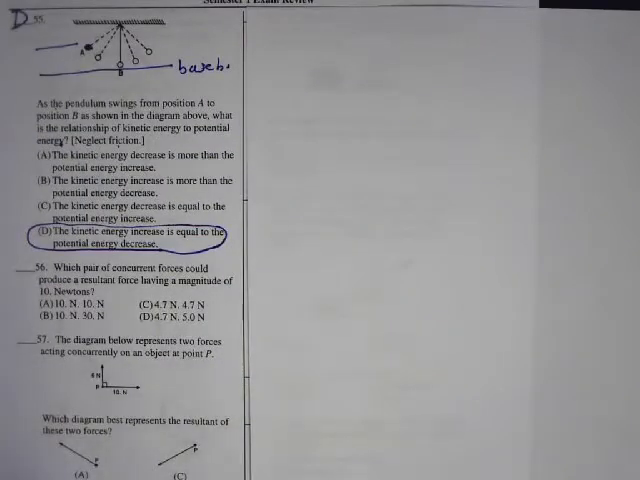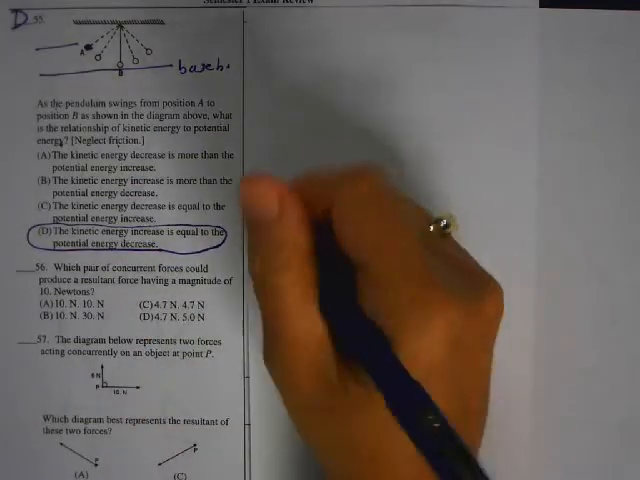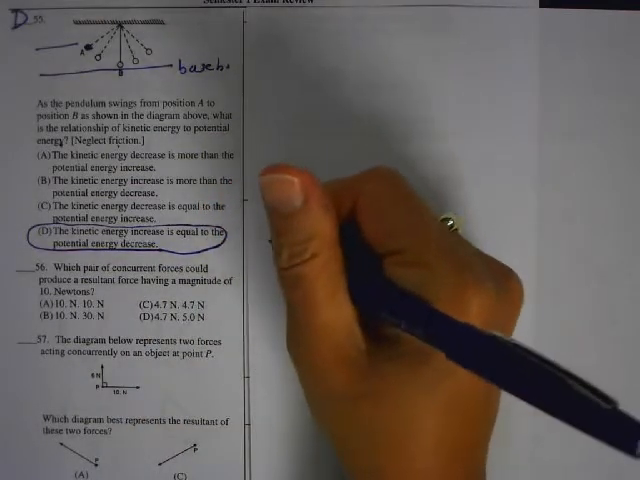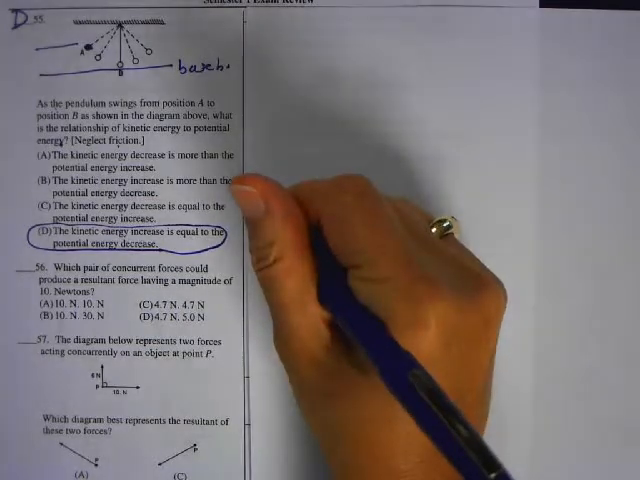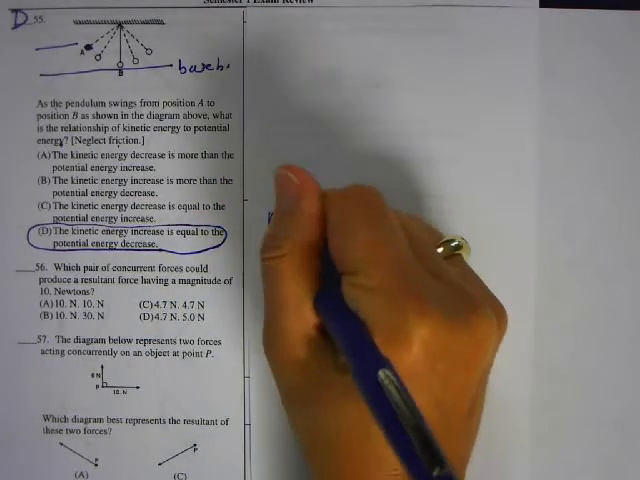Number 56. Which pair of concurrent forces could produce a resultant having a magnitude of 10 newtons? So whenever I have two forces, the one rule for forces is we know that vectors are added head to tail. But what I'm looking at now is I want to know which one could possibly be 10, so I have to look at the minimum and I have to look at the maximum.